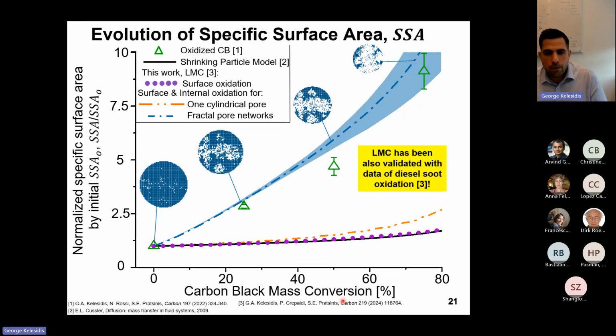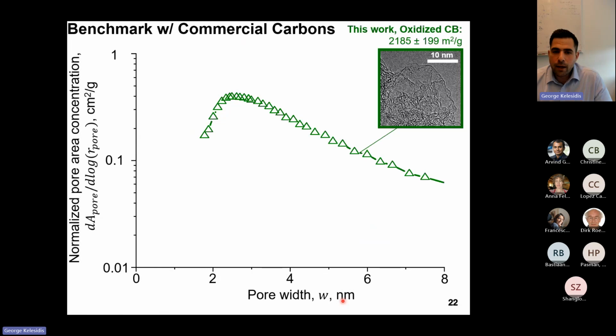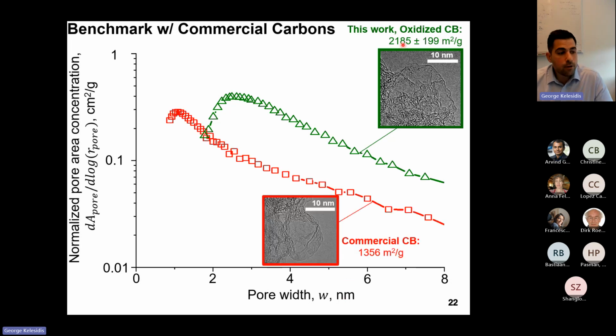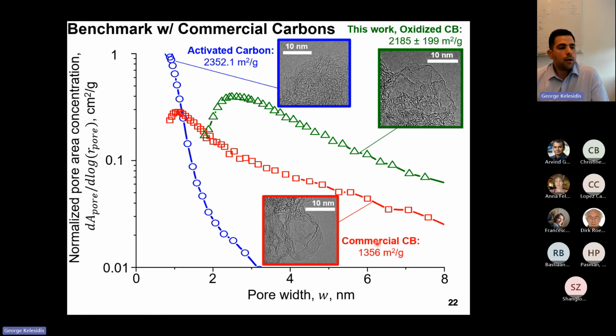Now, in the last part of this presentation, I would like you to focus on the highly porous carbon black nanoparticles that we produced at 75% of conversion. The specific surface area of these nanoparticles is actually larger than the largest specific surface area of the commercial carbon black grades that are currently available in the market, and it is on par with that of the commercial activated carbon that we used over here.